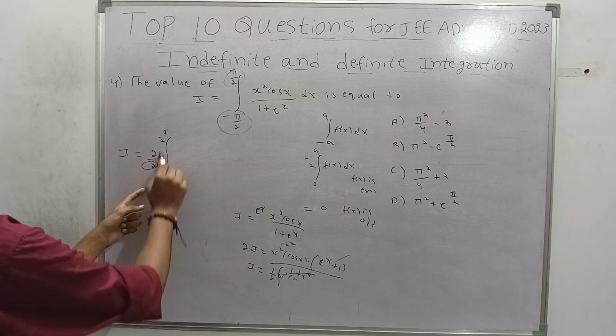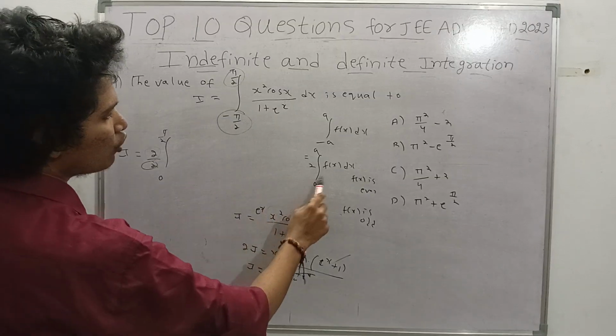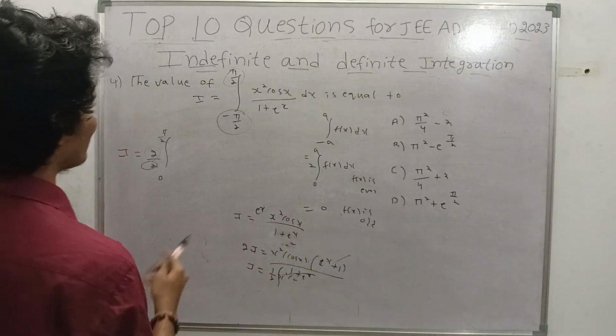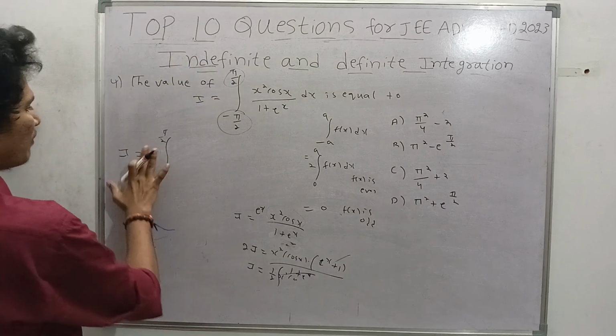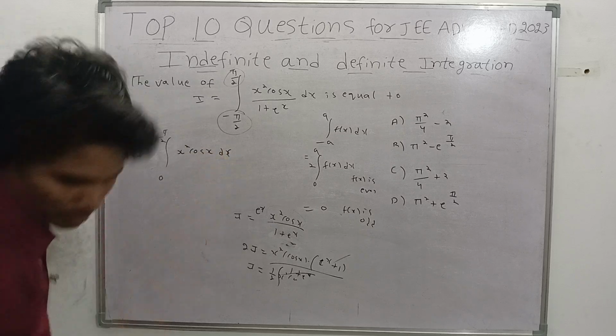And why am I multiplying by 2 here? Because this is an even function, the numerator is an even function. So you have to do 2 times the integral from 0 to a, that is 0 to pi by 2. So here the factor will be 1. And what about x square cos x dx? Now we have to focus on this thing.